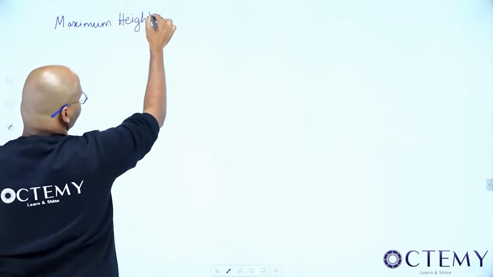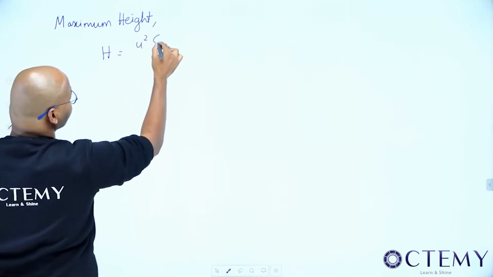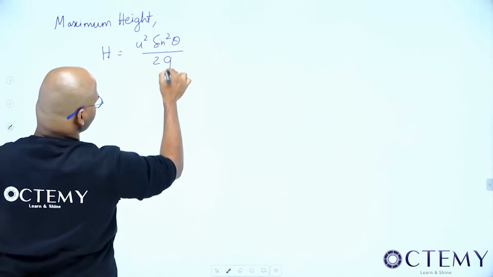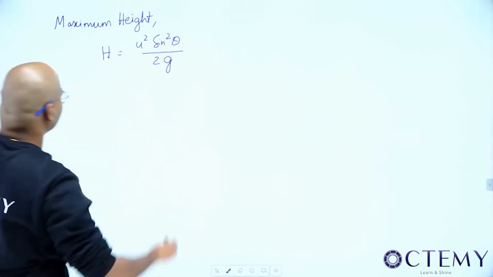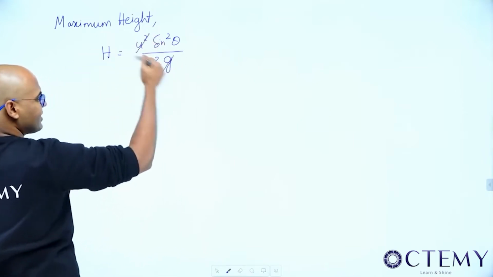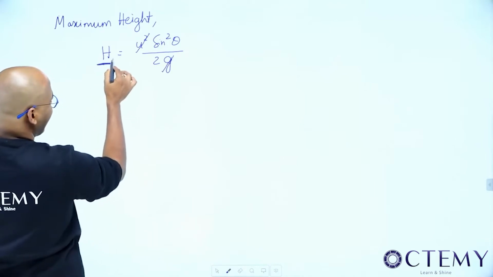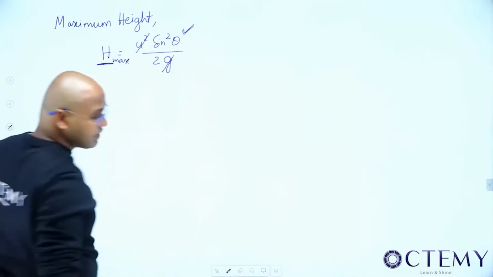What's the formula for maximum height? H equal to u square sin square theta by 2g. Let us say the imparted velocity u is a constant, and acceleration due to gravity g is a constant. My maximum height, h max, is only dependent on theta.